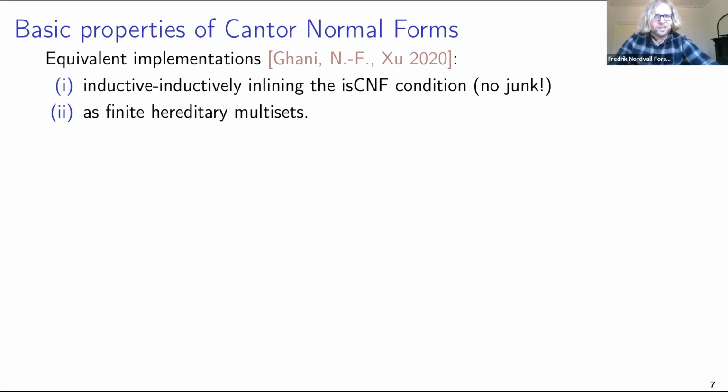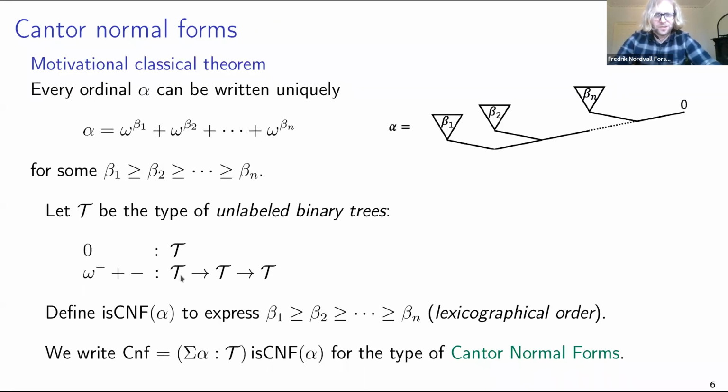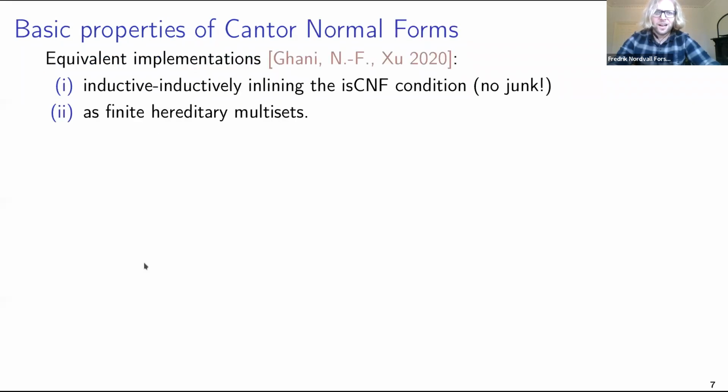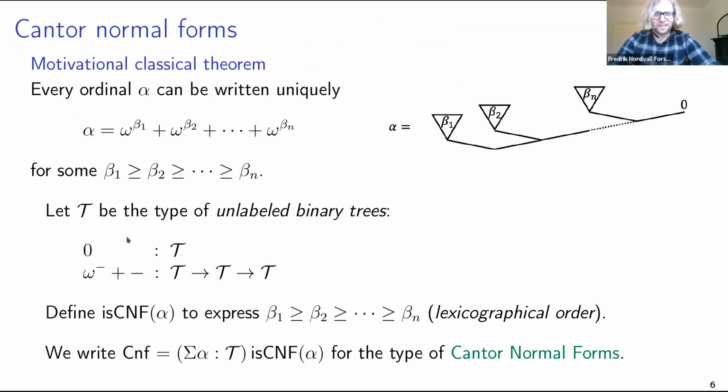Here are some basic properties of this type. So the way I described it, we first described all the trees with lots of junk, things that are not in Cantor normal form, right? And then afterwards, we had a predicate to single it out. But you could also define it inductive-inductively, together with the less than relation. And then you insist that when you form this tree, then the first exponent of this has to be smaller or equal to this one, right?